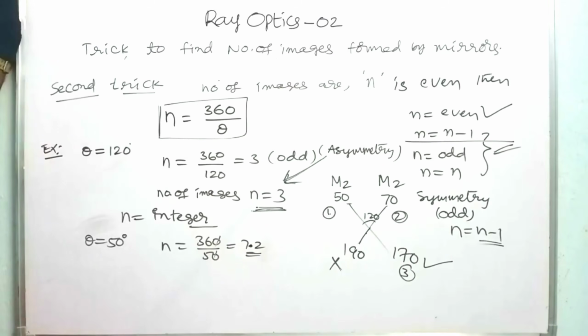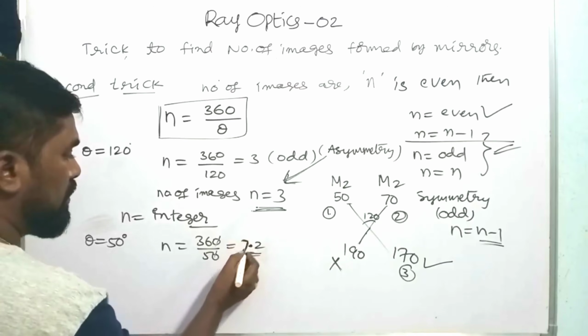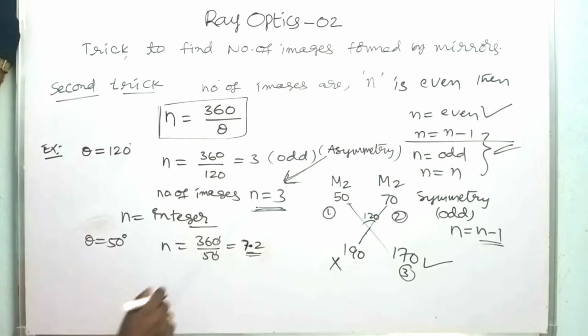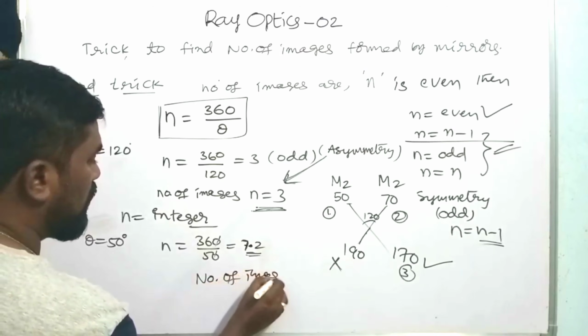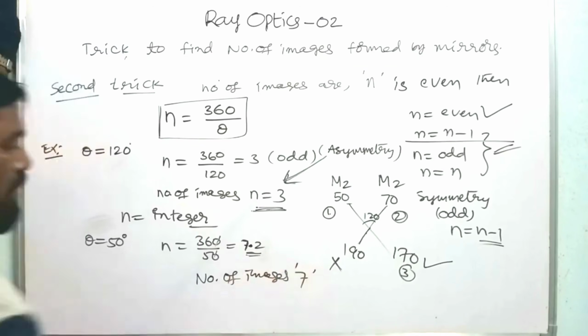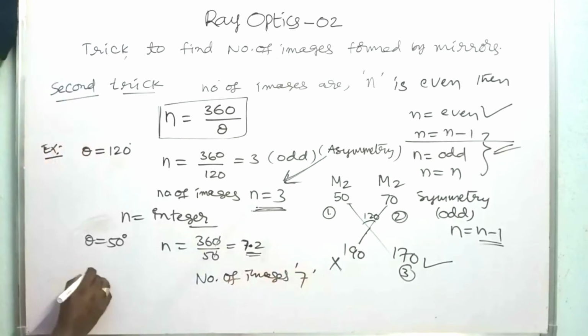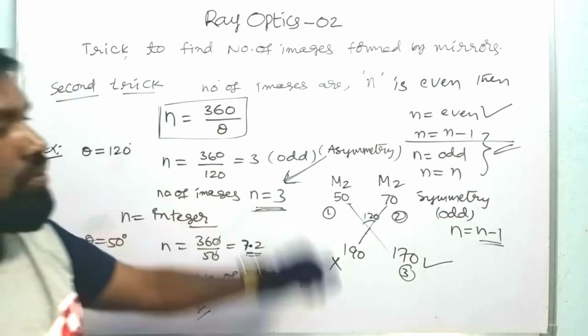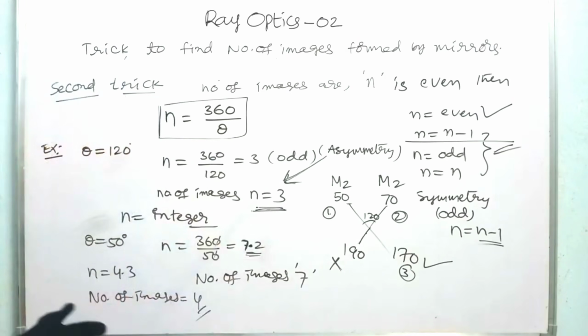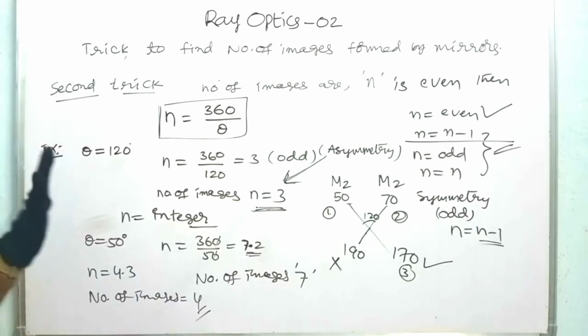Then the number of images is the first digit, that is the decimal, the first decimal, that is the 7. The number of images is 7. If n is equal to 4.3, then the number of images is 4. Okay. So this is the method we have to see to find the number of images formed by the mirrors.